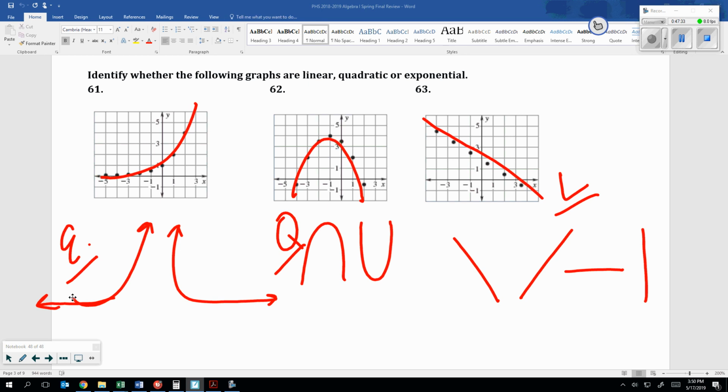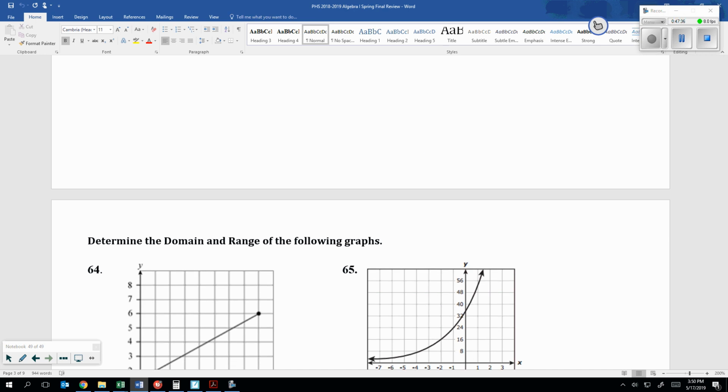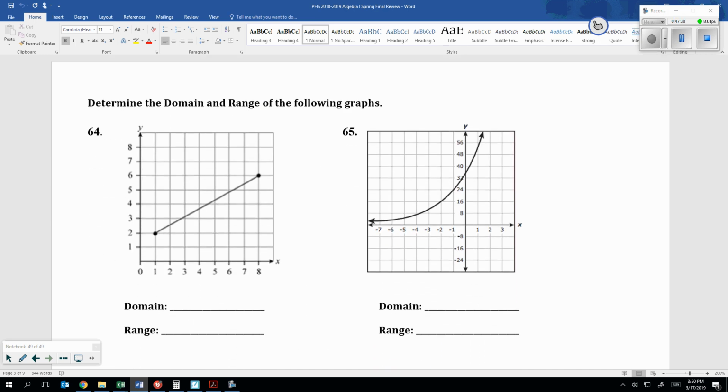Okay, moving on, 64. So looking at domain and range, for this one it has 2 endpoints, so we're going to have 2 points in our inequality. So x is our domain, so our least value is 1, our highest value is 8. For range, again, what are those endpoints? We go from least to greatest, so 2, our signs are always the same, and 6.